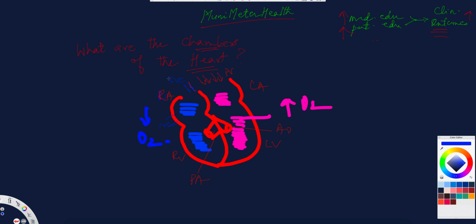So all the deoxygenated blood collected from the body comes to the right side of the heart. All the oxygenated blood that returns back from the lungs is pumped from the left ventricle to the rest of the body, and the heart just continues to pump in this fashion to make sure that your body receives oxygen in every single cell of your tissue and your body. Okay, so this is in a nutshell what are the chambers of the heart and how the circulation works.